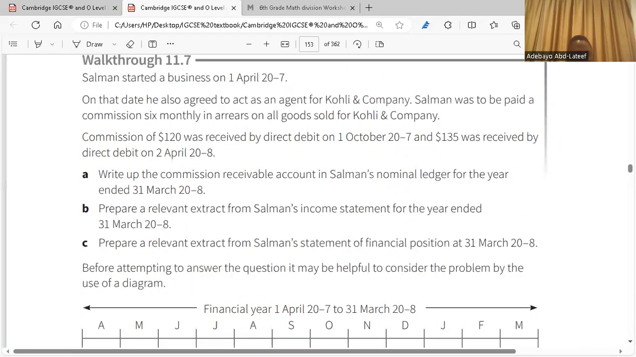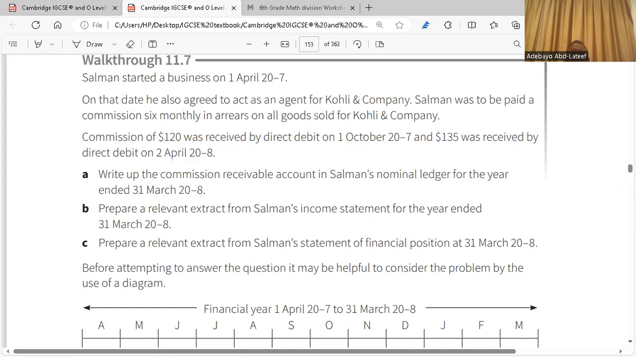So here we have a question. It said, Salman started the business on 1st of April 27. On that date, he also agreed to act as an agent for Kohli and company. Salman was to be paid a commission for 6 months in arrears on all goods sold for Kohli and company. In arrears means they will pay Salman after the transaction is done. You get it? That's in arrears.